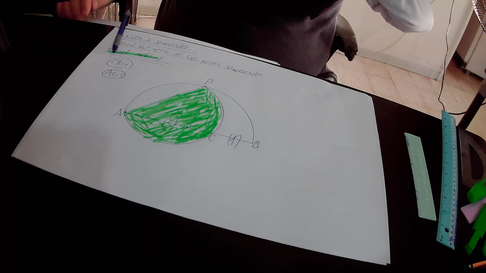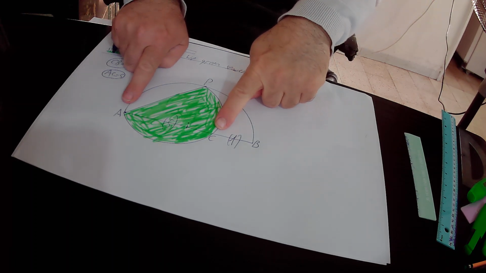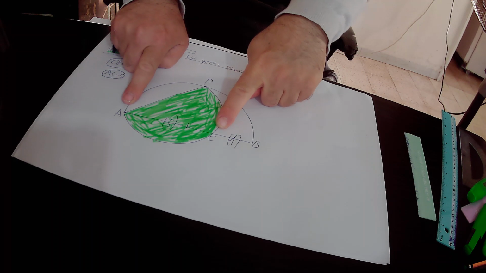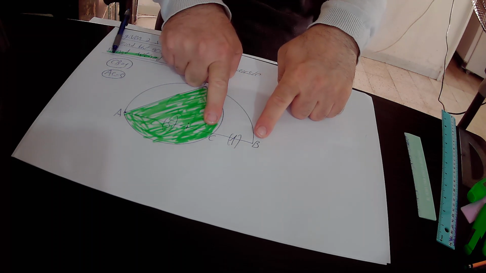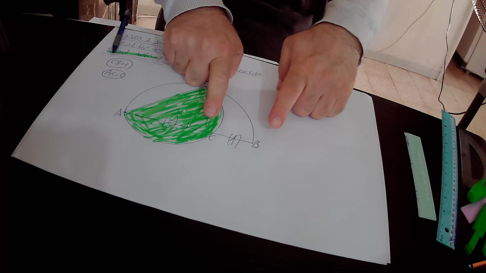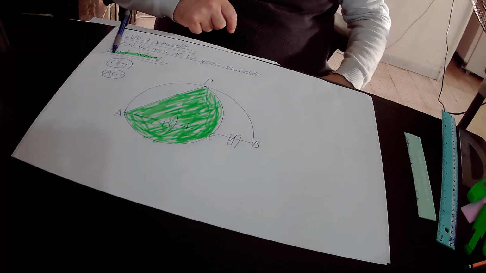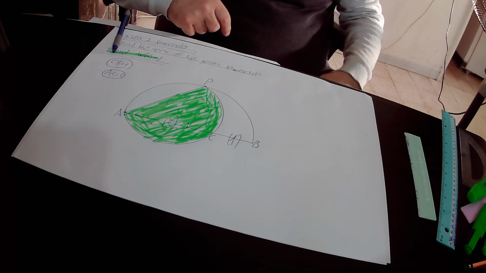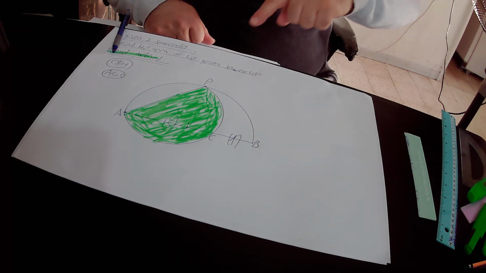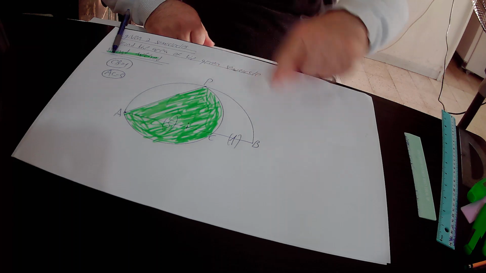In addition, we know that line segment AC equals 5 units in its length, line segment CB equals 1 unit in its length. Again, our mission is to find out the area of this green semicircle. We start with the first method and we join points P and B together by a straight line.